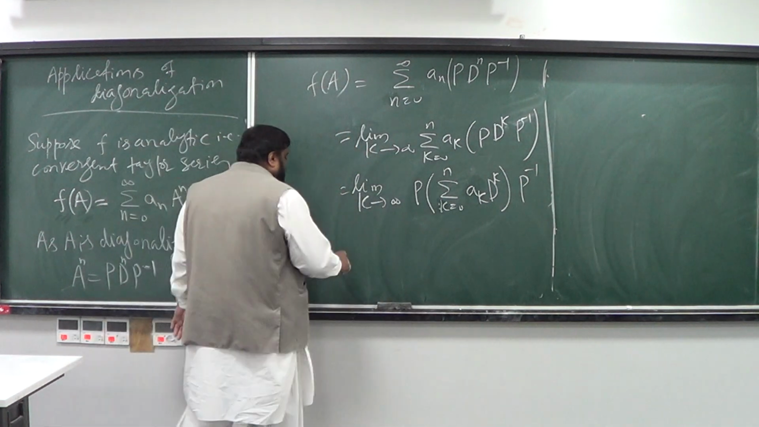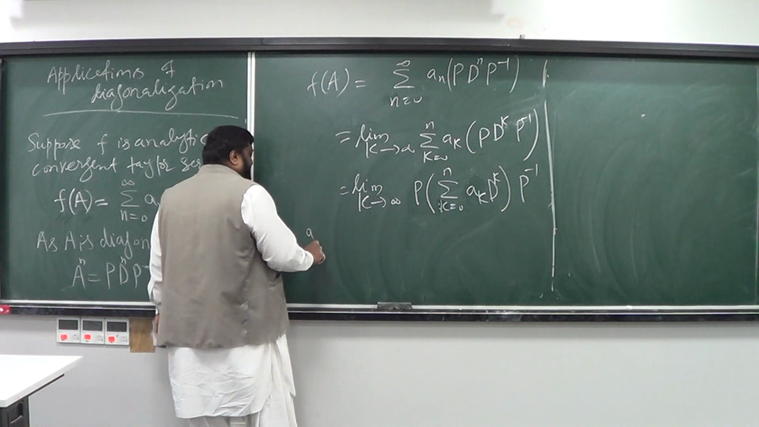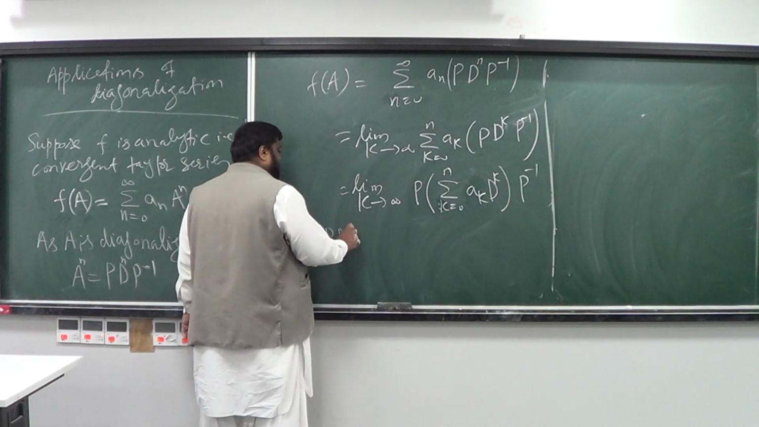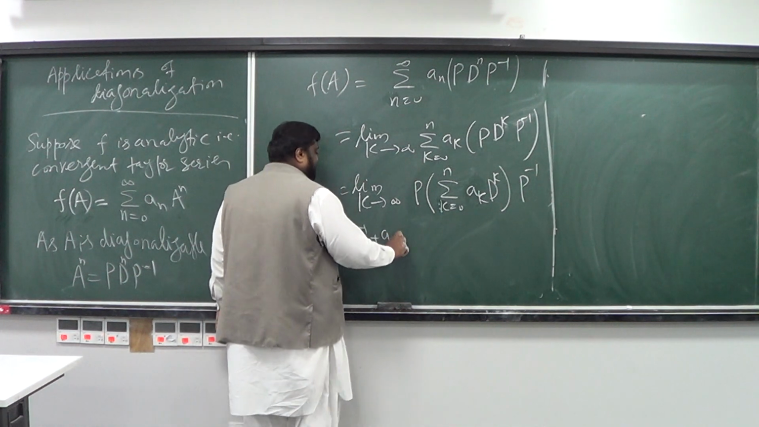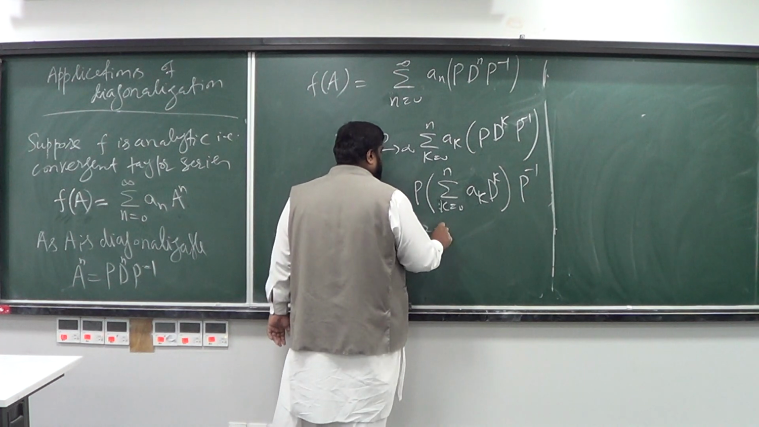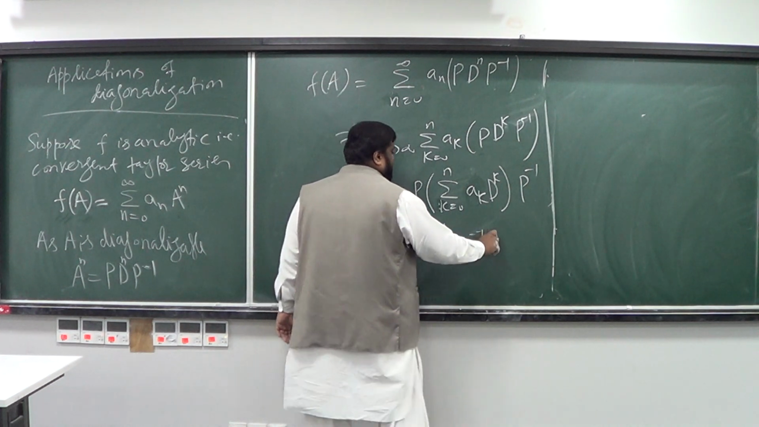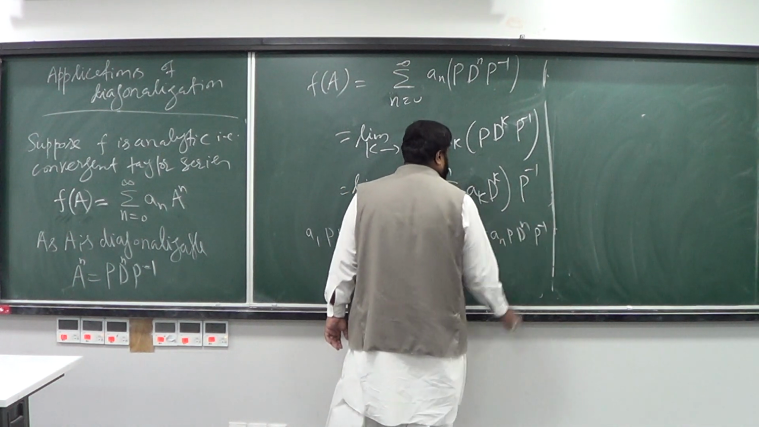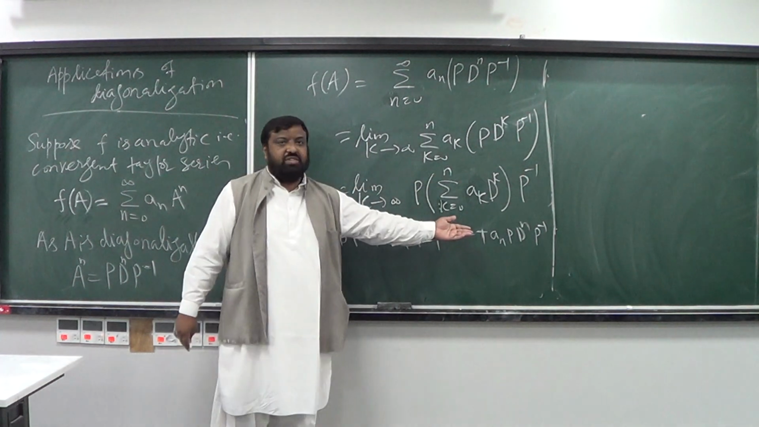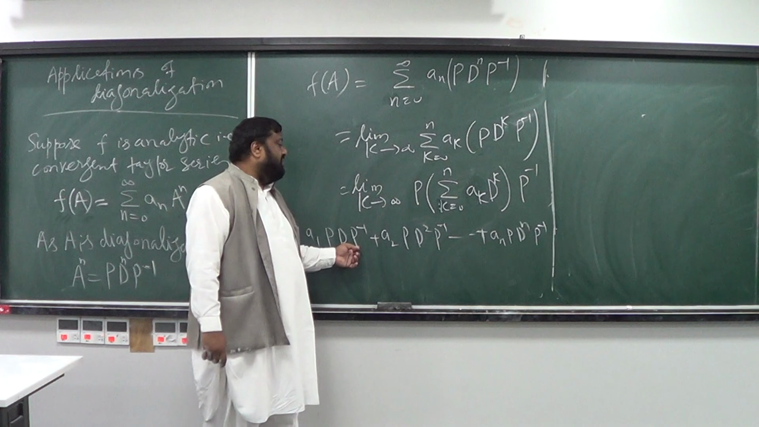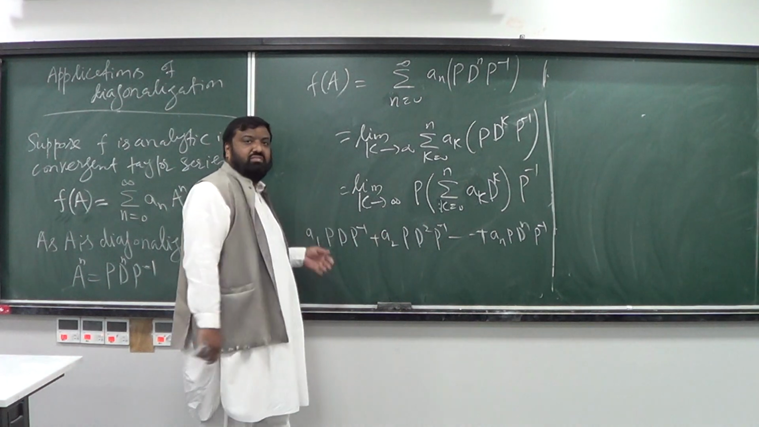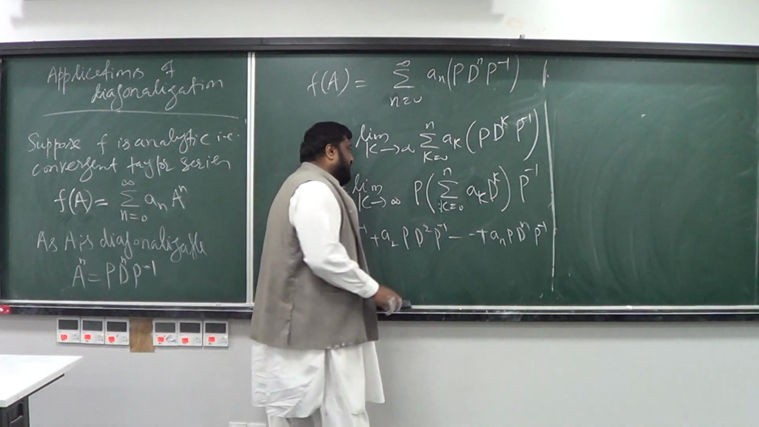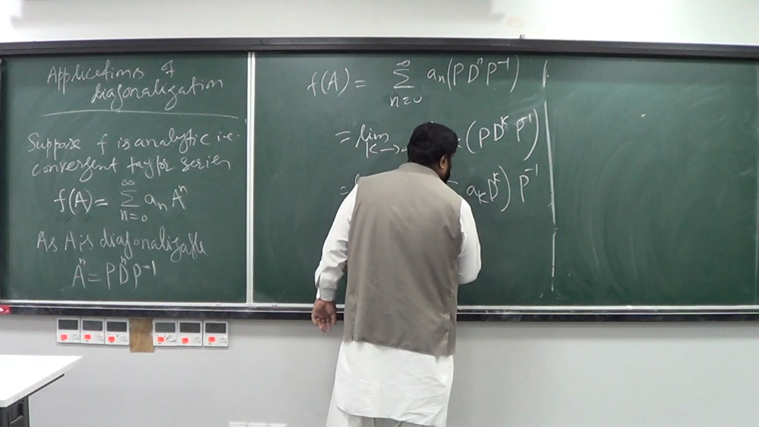I mean, if you haven't still understood it, what I'm saying is that all these terms are like a1 P D P inverse plus a2 P D square P inverse up to an P D power n P inverse, actually. Now in all of these terms, P and P inverse is there. So by distributive law you can pull them out of the sum, actually. So that's precisely what I'm doing here, actually. Okay.